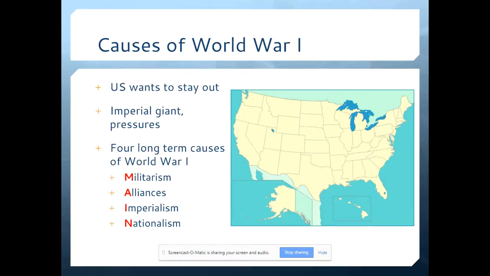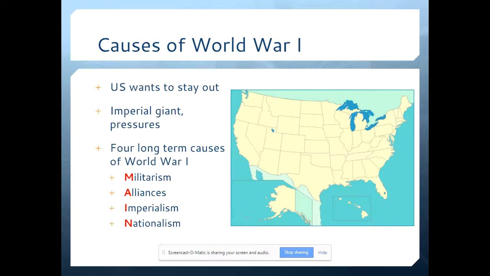All right. To start everything off, World War One starts without the United States being involved. Ultimately, all of the European imperial giants are going to start pressuring the U.S. to drift away from its isolationist tendency and gravitate towards more and more involvement. We'll talk about that gradual involvement in the next couple of days.